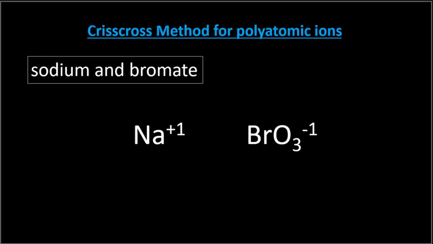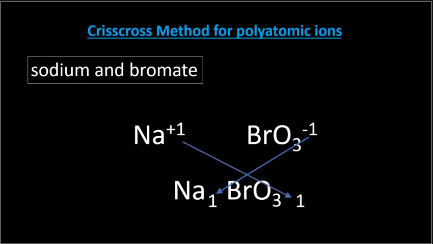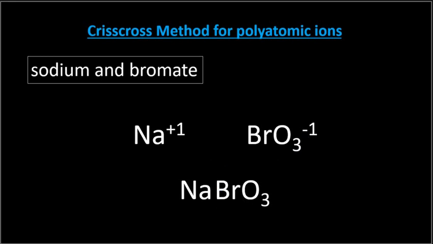Now, this isn't going to be much different than it was for single ions. You simply have the ions written, and then you bring down the crisscross, and you see you have the ones. Now, if you remember the rule, if there are ones, you simply eliminate them. You don't bother to write them down. So this first example of sodium and bromate is actually pretty simple. All you do is put the different ions together, and you have NaBrO3.